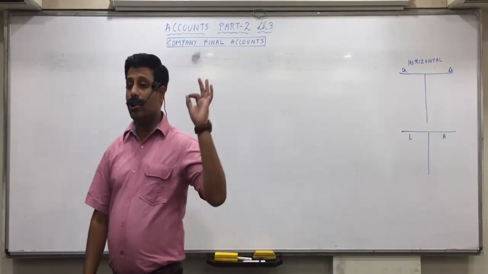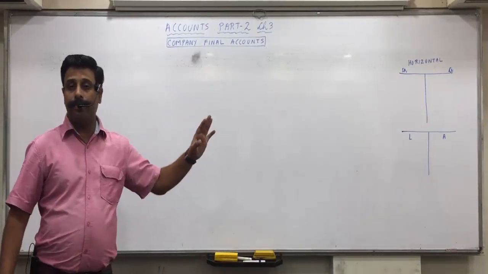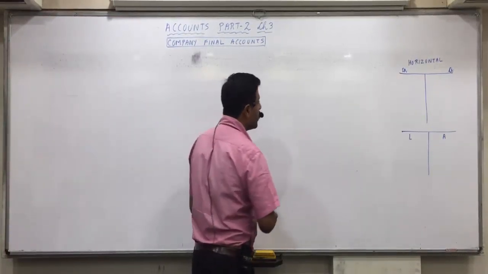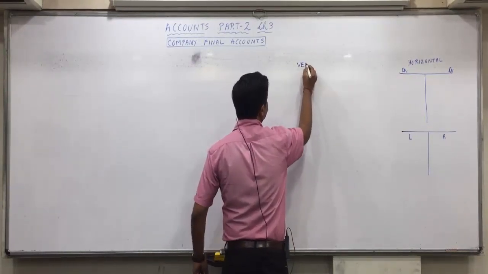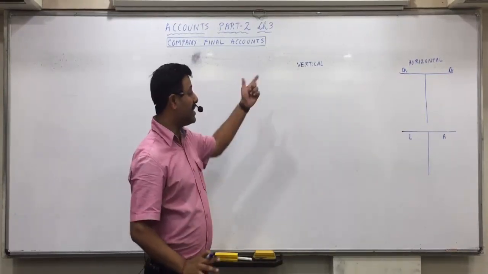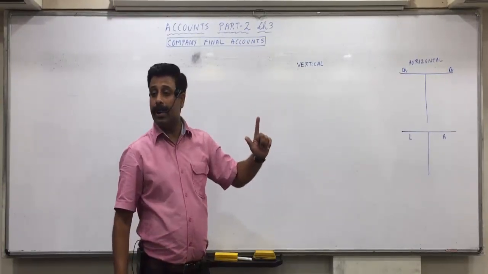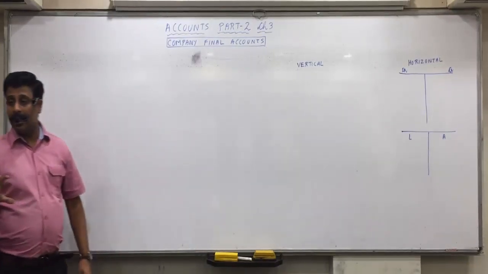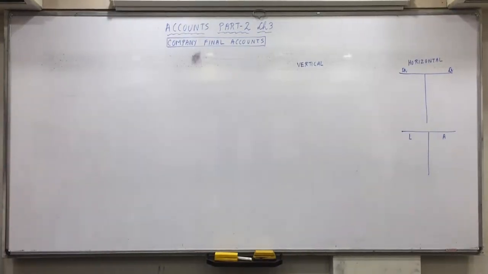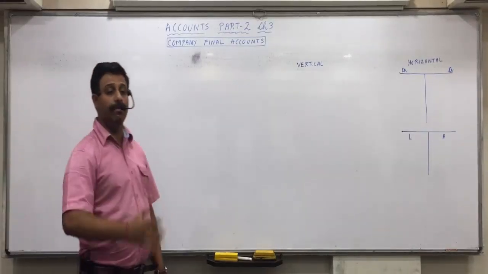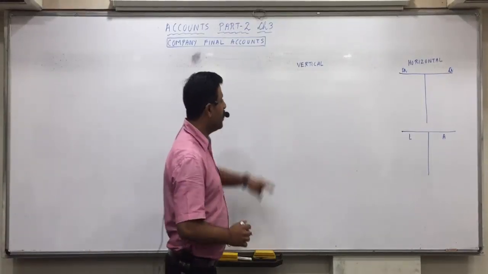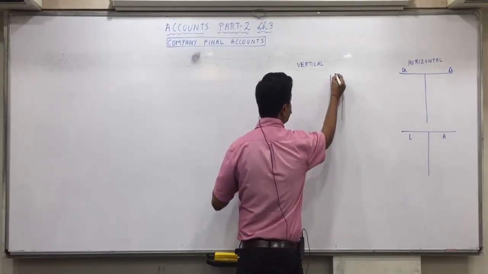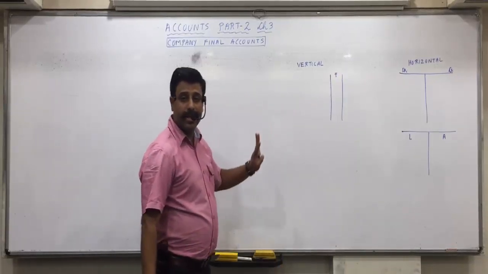But joint stock companies' final accounts we have to make in vertical format. Vertical format means no debit and credit side. Both are statements, none of them are accounts. Therefore, if you remember, in a few questions of debentures, instead of only writing profit and loss account, we used to write statement of profit and loss. So, vertical format means simply a column of amount, no debit and credit side.